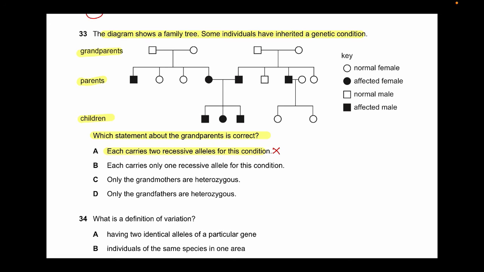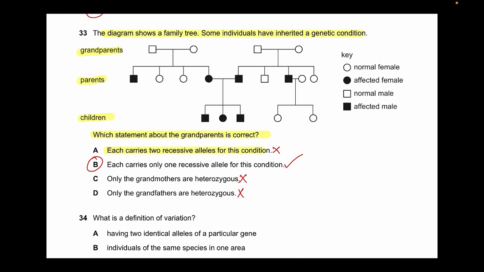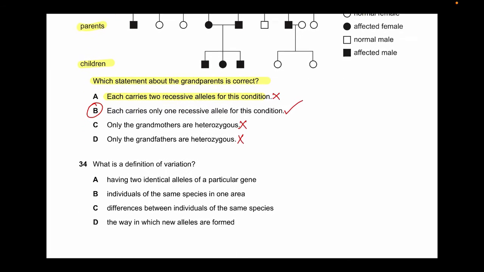Each carries only one recessive allele for this condition. Yes, they are each carriers. So only the grandmothers are heterozygous. No. Only the grandfathers are heterozygous. Also no. So B, each carries only one recessive allele for this condition, which is why they did not have the disease themselves, but they passed it on to their offspring.